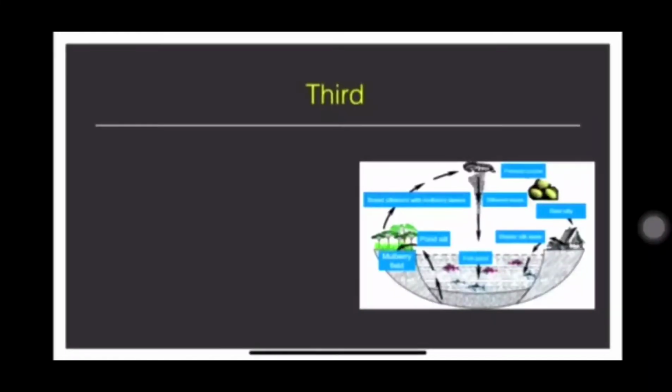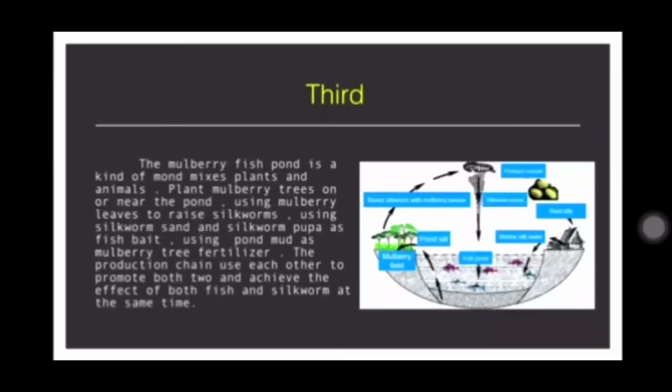And the third one is that the mulberry fish pond is a kind of system that mixes plants and animals. Plant mulberry trees on or near the pond, using mulberry leaves to raise silkworms, using silkworm sand and silkworm pupa as fish bait, using pond mud as mulberry tree fertilizer. The production chain uses each other to promote both, and achieves the effect of having both fish and silkworm at the same time.